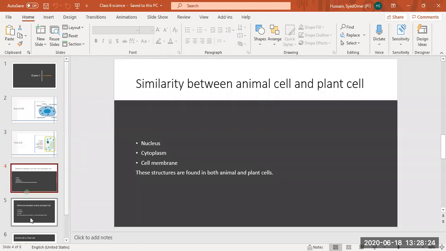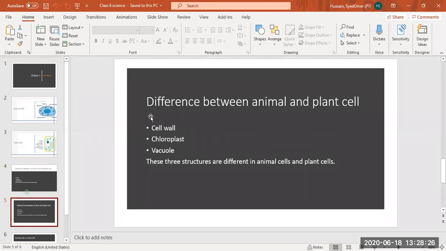Now we are going to discuss the difference. What is the difference between an animal cell and a plant cell? Cell wall, chloroplast, and vacuole. These 3 structures are only found in a plant cell. That's why this is the major difference between an animal cell and a plant cell. What are they? Cell wall, chloroplast, and vacuole. These 3 structures are different in an animal cell and a plant cell. Basically, they are only present in a plant cell. They are not present in an animal cell.